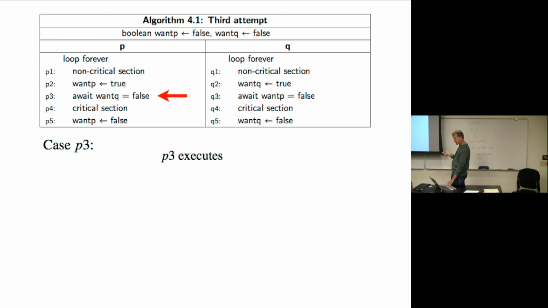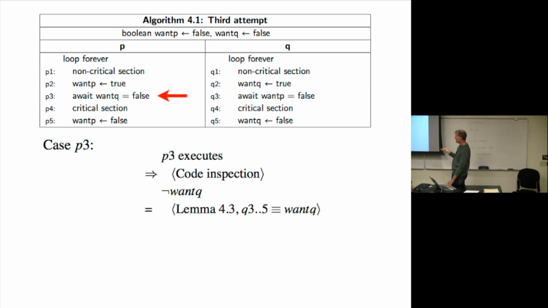Case 3. Now watch this. P3 executes, right? By code inspection, what does that do to want Q? It makes it false. Is everybody with me on this? So P3 executes, and by code inspection, that makes want Q false. So we have not want Q. Is everybody with me on this?